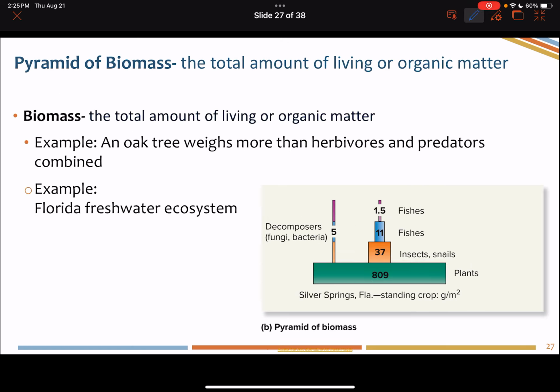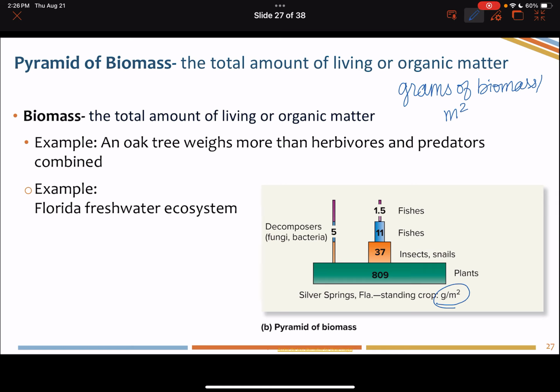A pyramid of biomass shows us essentially the weight of all of the living or organic matter in an ecosystem. So for example, in this pyramid below, we're looking at grams of biomass per square meter. This would usually be a dry weight, and it could be measured directly or it could be extrapolated from data of a smaller area.